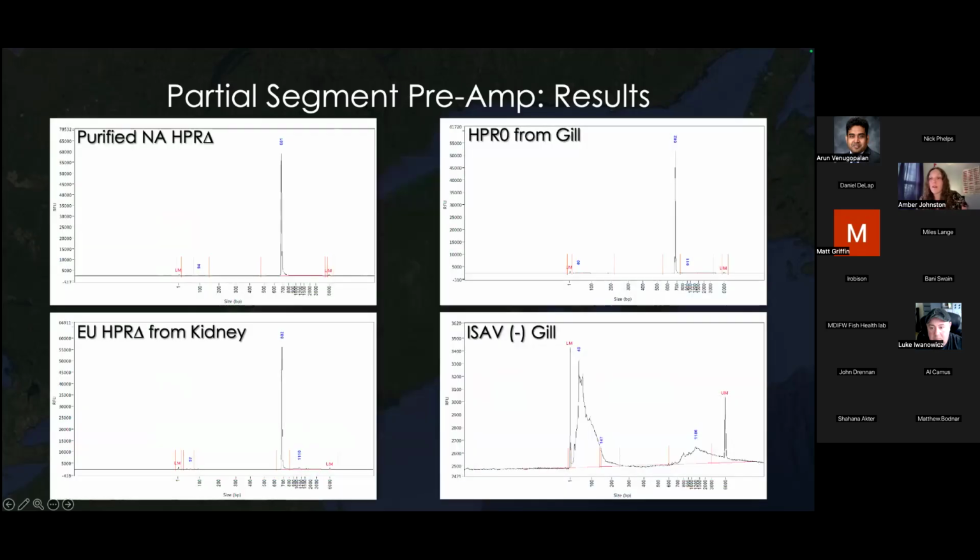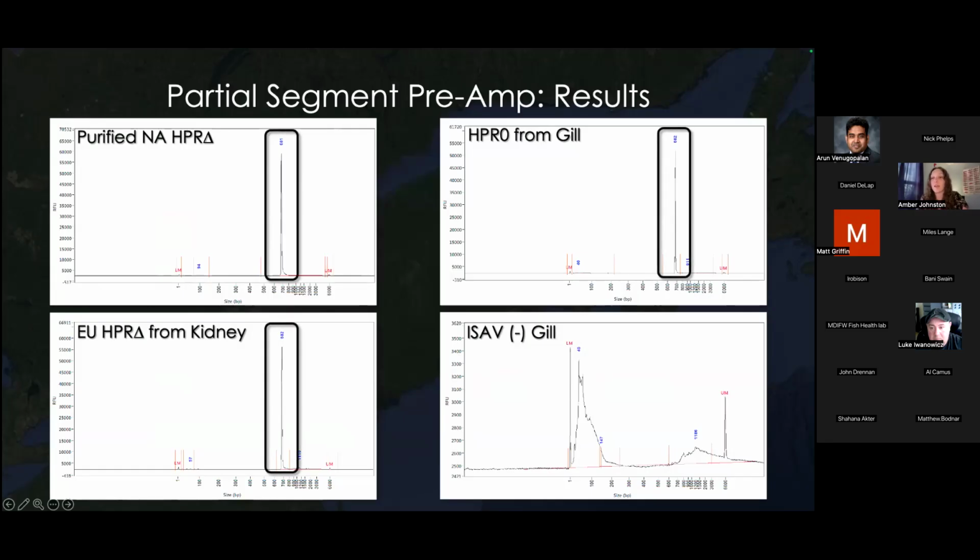So these four panels here are an example of a primer pair that worked well, capturing all three of the ISAV genotypes or variants that we screened, not reacting significantly with host, and showing a high quantity of product within our expected fragment size range, highlighted here by the boxes. And I just want to note that there's about a 20-fold difference between this y-axis and this y-axis, so these little peaks here are roughly equivalent to these little peaks here.